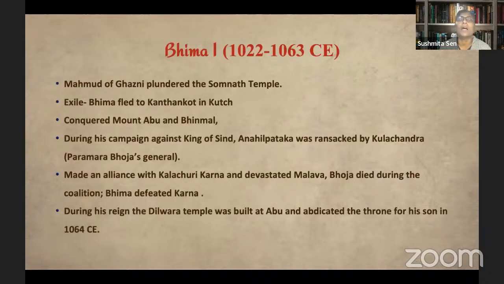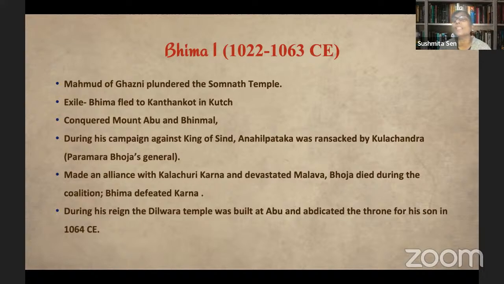So Bhima Deva I, as he took over the throne, his kingdom was invaded by Muhammad of Ghazni. Everybody knows he's a very famous personality who invaded India in 1000 AD. And he had heard of Somnath's richness so much that he invaded it many times to carry back the treasure. So in the course of time, Bhima went into exile, fled to Kanthan Court in Kutch. And after Muhammad of Ghazni retreated, Bhima was able to get back some of the territories, like he reconquered Mount Abu and Bhinmal in Rajasthan.